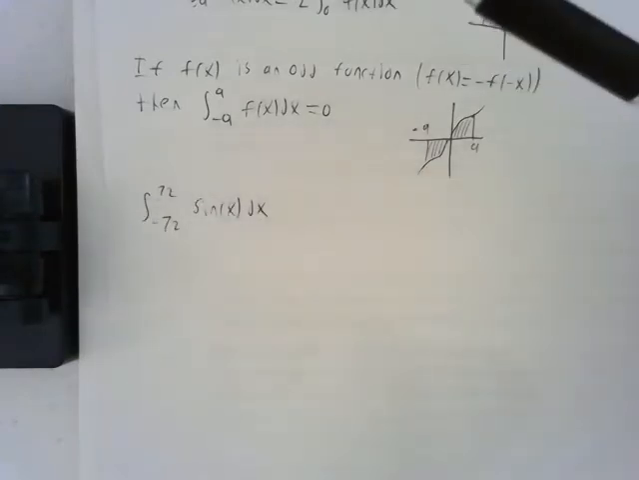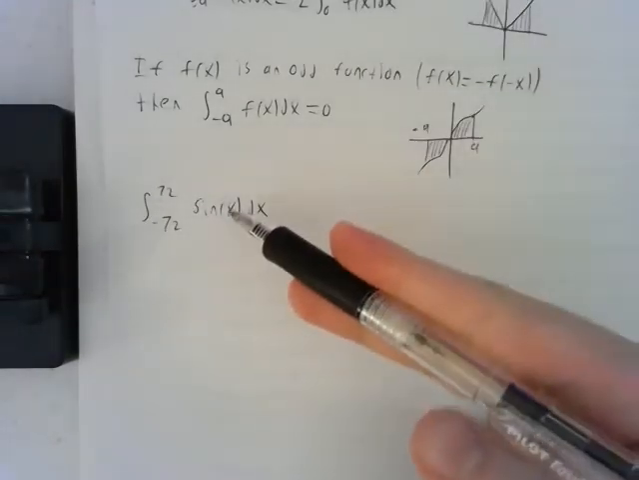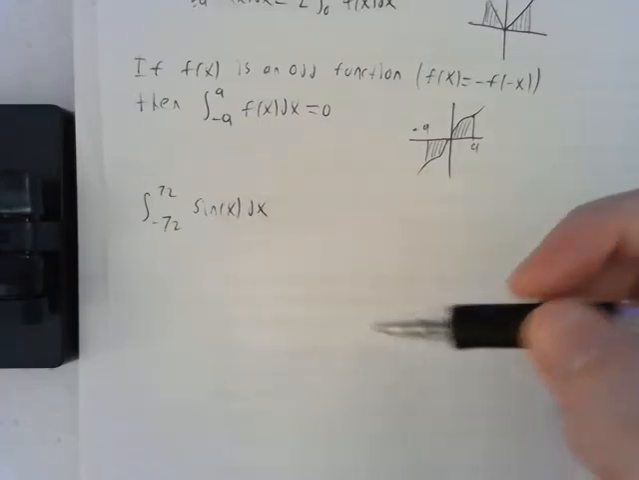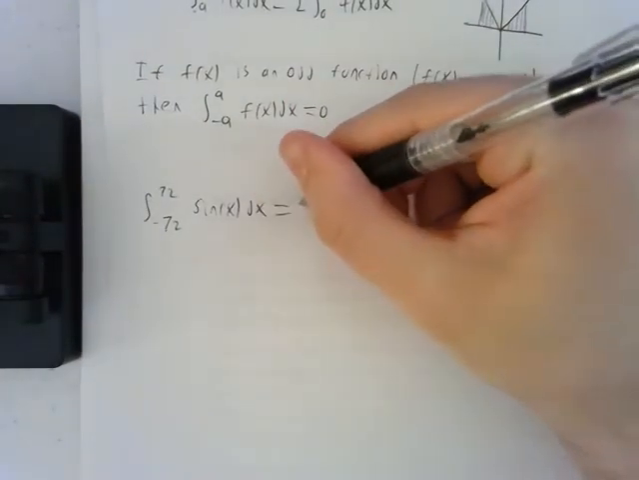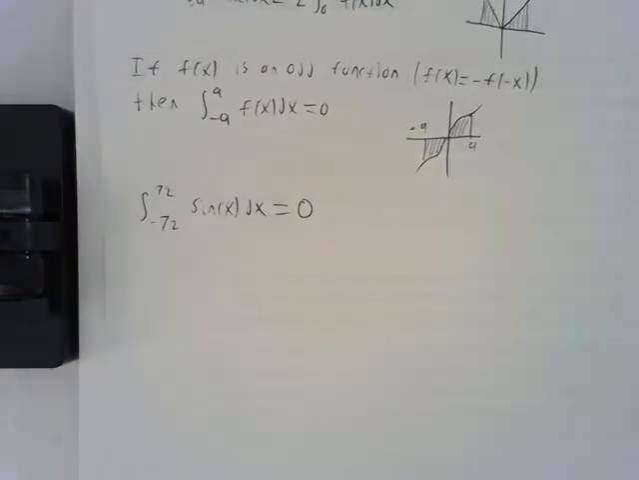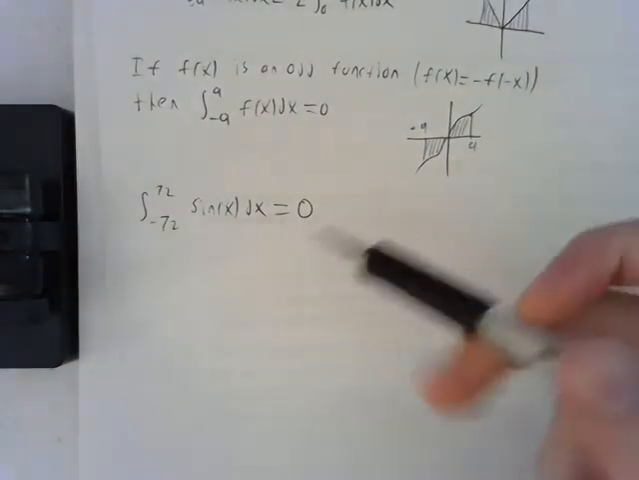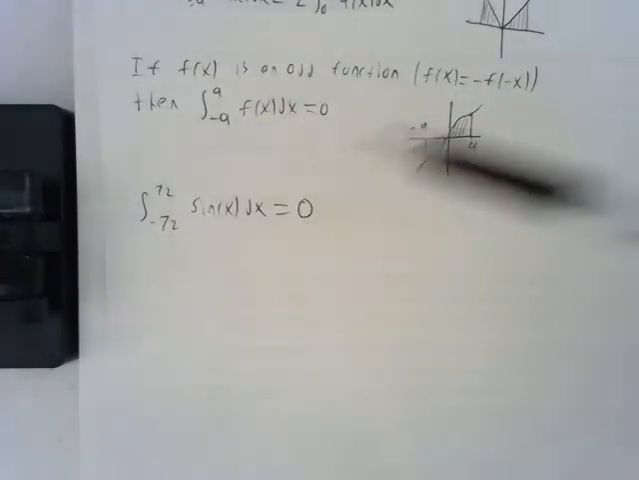But sine of x, we know, is an odd function, and so without doing any calculations with the fundamental theorem, I can immediately conclude that this is 0. So this is an example of how this fact about odd functions can be extremely useful and save us a lot of work.